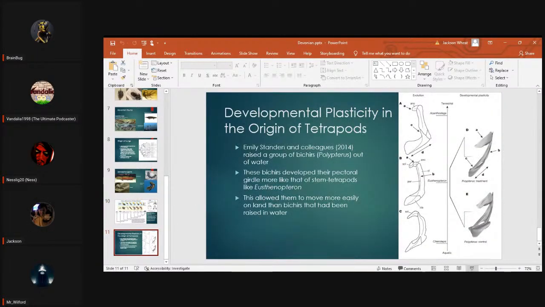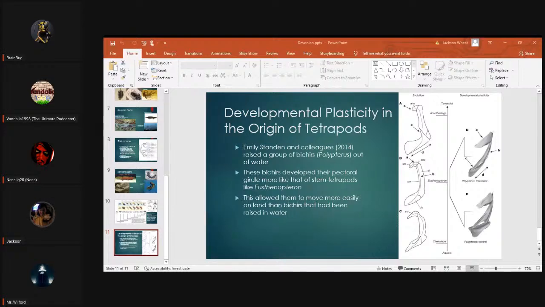So here is an experiment we actually talked about recently on the channel: developmental plasticity in the origin of tetrapods. This was a 2014 experiment where some bichirs were raised on land. Let's go with the Latin, Polypterus. Some Polypterus were raised on land.